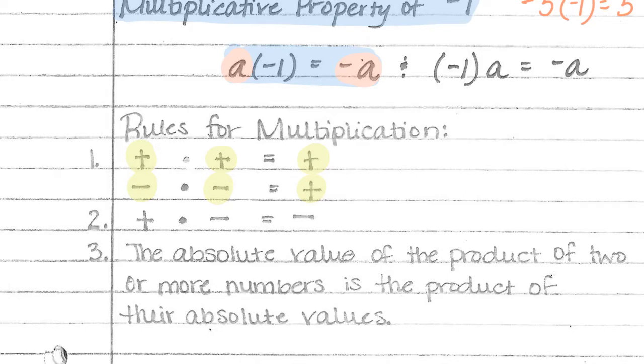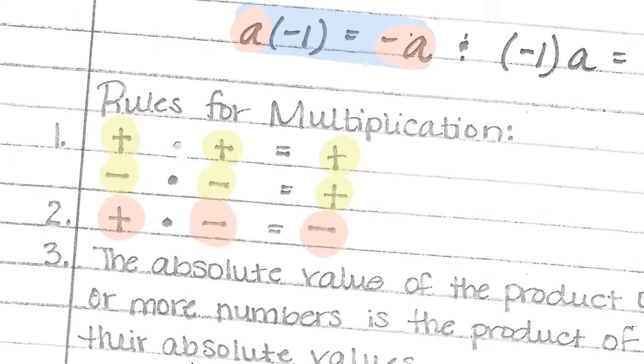You've seen this before, right? If I multiply a positive times a negative, the answer will be negative. Do not write down number 3. We're going to talk about this more as we go. It says the absolute value of the product of 2 or more numbers is the product of their absolute values. What? Let's look at some examples before we try to chew on that.